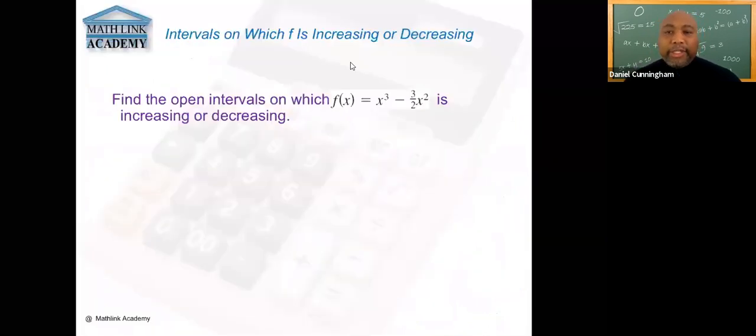Now let's look at another example. Now in this example, I'm only going to find where it's increasing and decreasing. We won't worry about the max and min. Let's just only find where is the function increasing and decreasing, and how do we write that answer, excuse me. So f of x is equal to x cubed minus 3x squared times x squared. And where is this increasing and where is it decreasing?